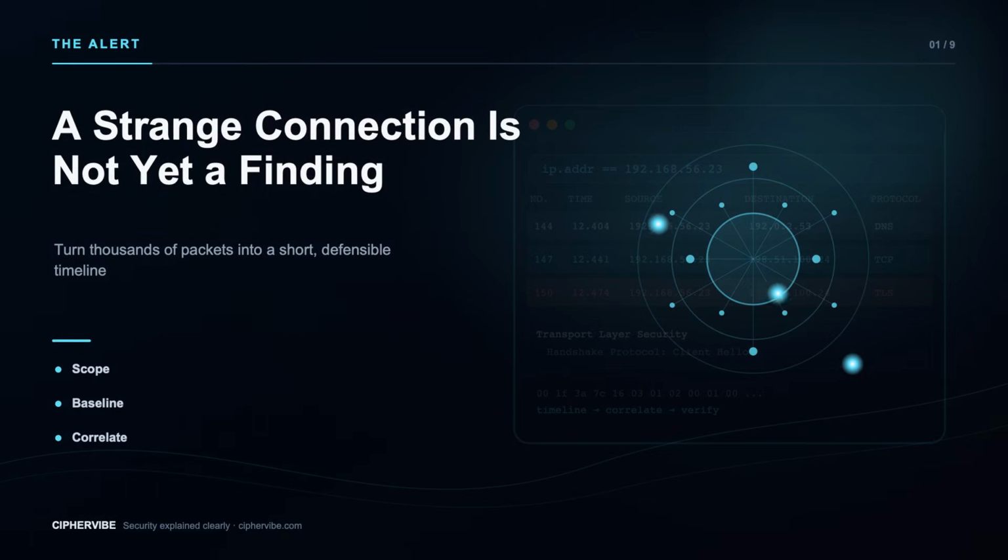A workstation contacts the same unfamiliar address every 60 seconds. Is it malware, a broken updater, or normal background traffic? Wireshark can show what crossed the network, but it cannot make the conclusion for you.